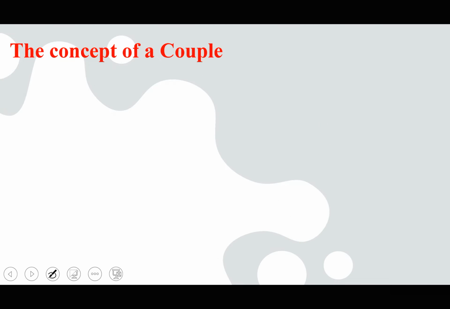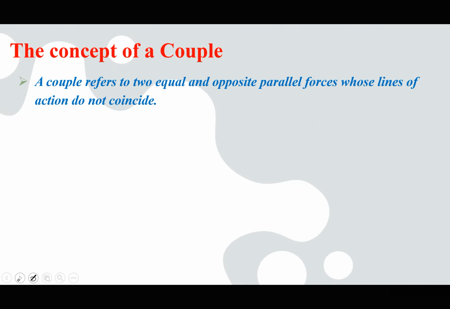Therefore, a couple refers to two equal and opposite parallel forces whose lines of action do not coincide. The lines of action of these forces should never meet. You can't say I have this force acting in that direction and this one acting in this direction, and say this is a couple, because their lines of action will meet. So this does not constitute a couple. Their lines of action should never meet if they constitute what we call a couple.